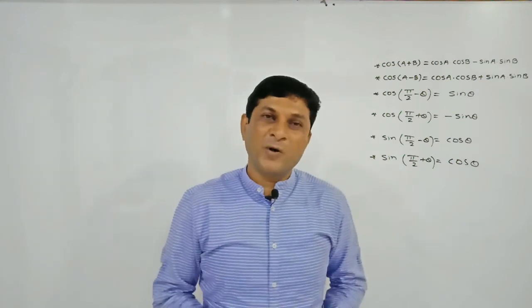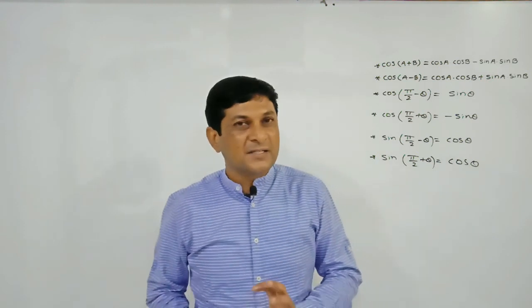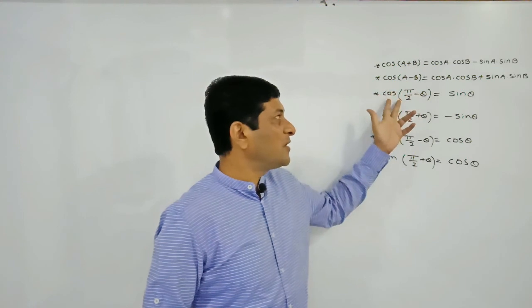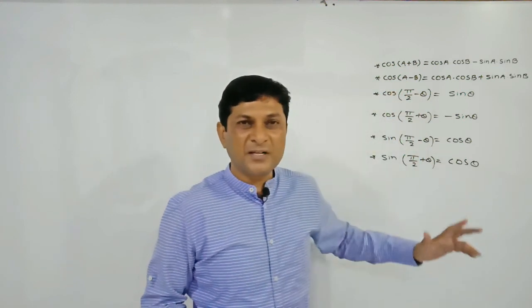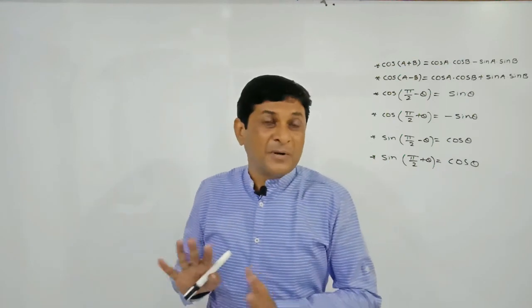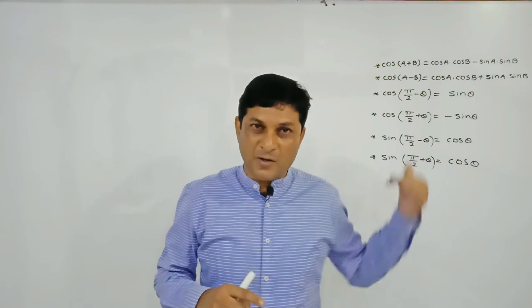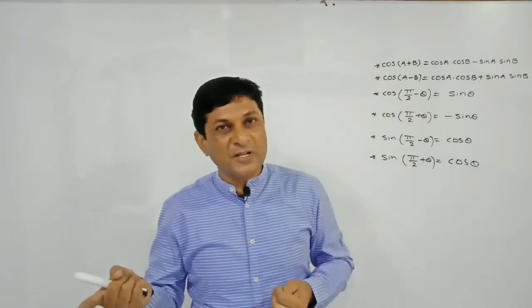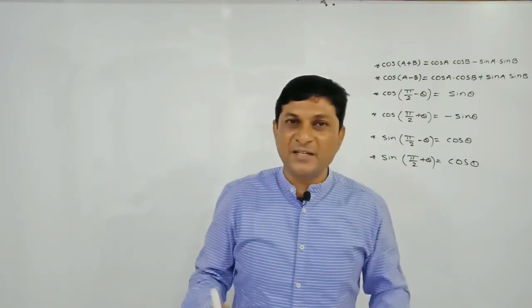Again, there are some important formulas related to trigonometric ratios of compound angles. Some formulas we have proved here, that is cos a plus b, cos a minus b, cos pi by 2 minus theta, cos pi by 2 plus theta, sin pi by 2 minus theta, sin pi by 2 plus theta. Now what are the remaining formulas? Sin a plus b, sin a minus b, tan a plus b, tan a minus b, cot a plus b, cot a minus b. These formulas we will discuss in the next lecture.